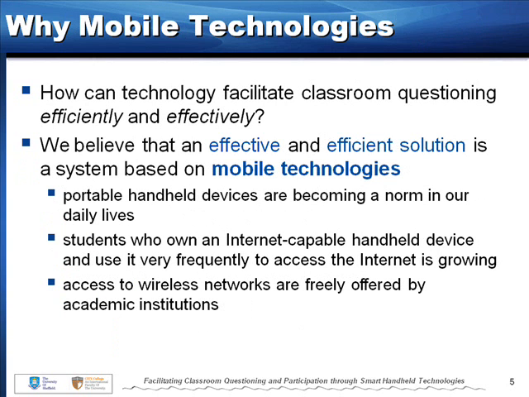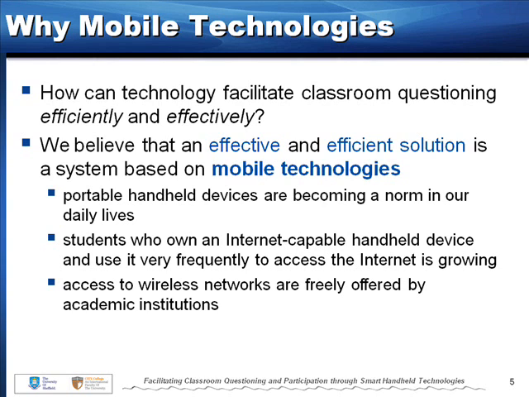A question that arises is, how can we best facilitate classroom participation and questioning? What technology can best assist learners who are reluctant to raise their hand and ask a question? We strongly believe that an effective and efficient solution is a system that is based on mobile technologies, and there are actually many reasons for this.